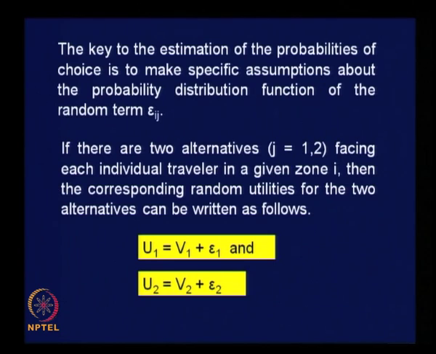right. And if U1 is simply equal to V1 and U2 is simply equal to V2, then the difference in utilities between the two modes can be easily calculated. Just the difference between V2 and V1 will give the difference in the utility of the two alternatives, but we have included a random term. So, unless the magnitudes of epsilon 1 and epsilon 2 are known, we will not be able to really check whether mode 1 or mode 2 is going to be more useful to the travelers in a particular zone.